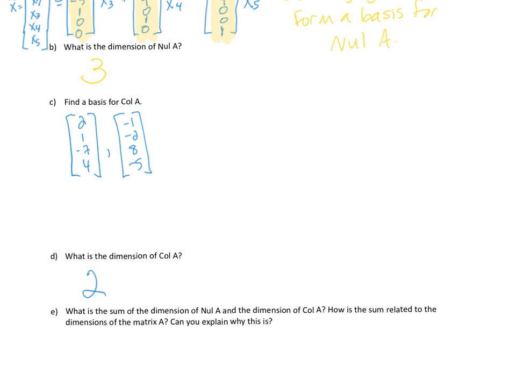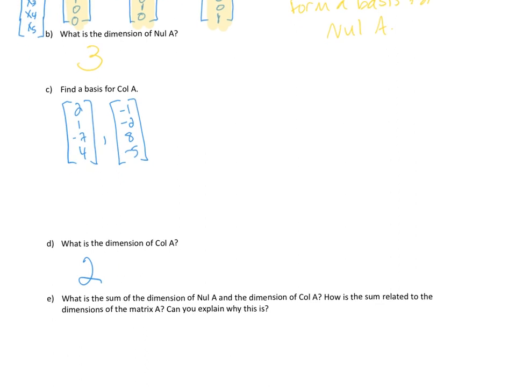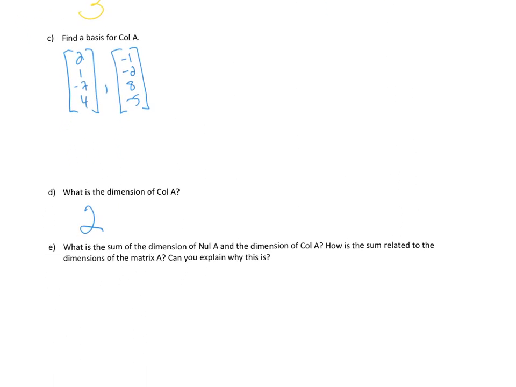What is the sum of the dimension of null A, also known as the nullity of A, and the dimension of col A, also known as the rank of A? I will introduce those vocabulary words in the next section. If you add those two dimensions, the dimension of null A was 3, and the dimension of col A is 2. Add them and you get 5. That is the number of columns in A.